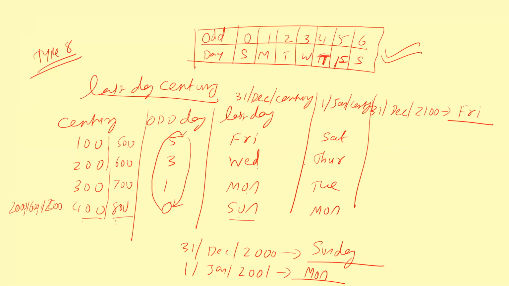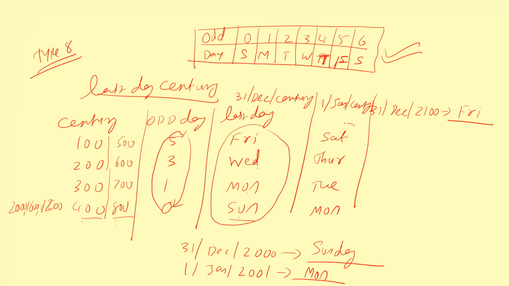So what I can conclude here: the century always ends with Friday, Wednesday, Monday, Sunday. It does not end with Tuesday, Thursday, Saturday. Very simple. The last day of a century cannot be Tuesday, Thursday, or Saturday.